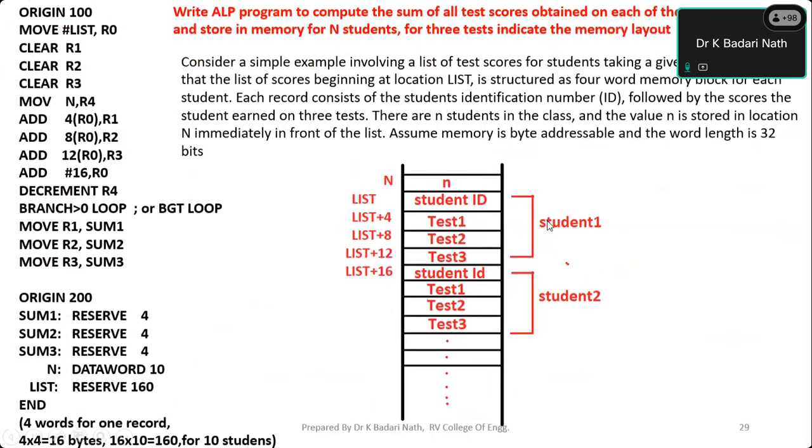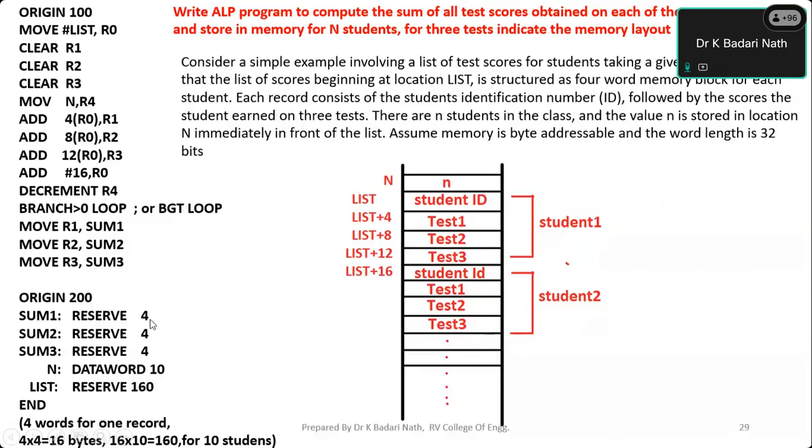Now I have to write a program to compute the total test scores in test one, test two, and test three by all the students. This is what you're supposed to do. This is the memory allocated. I have allocated one memory location to store the total number of records. That is why it's called n, data word 10. It's an integer, n equals 10. That is the meaning of it.